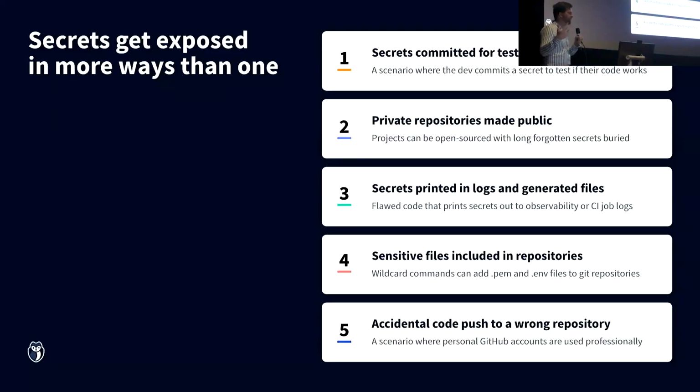So we have secrets that are committed for testing purposes. Private repositories are accidentally made public. We have secrets that are in auto-generated files and logs. We have sensitive files that are accidentally included. And we can accidentally push code to the wrong repository. These are all ways that our secrets, these highly sensitive strings, end up in the wrong places. And what's really important is we have no idea what happens when they get there. So let's quickly talk about what we can do to start solving this issue.